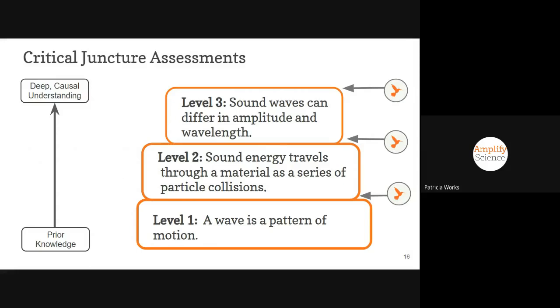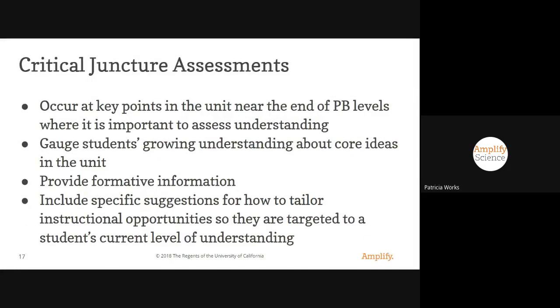These are formative assessments that are meant to gauge their growing understanding about what's happening in the unit and those core ideas. And they occur after each level of the progress build, so you can see if students are ready to go on to the next level. So they gauge students' understanding at those critical points, and they'll provide formative information for you. They also include specific suggestions on how you can tailor instructional opportunities so that you can improve students' current level of understanding.